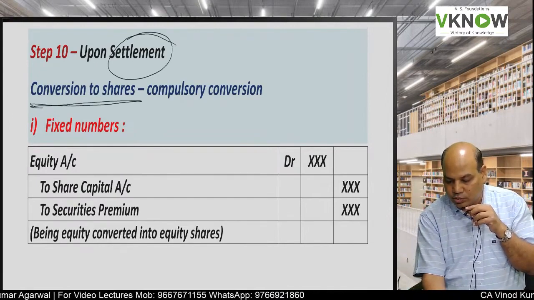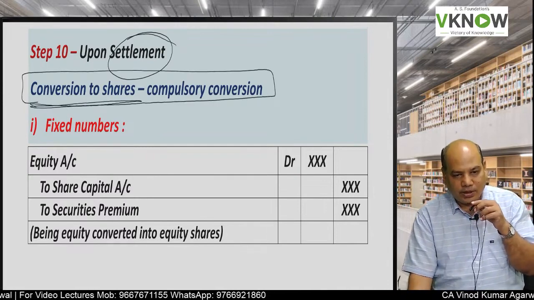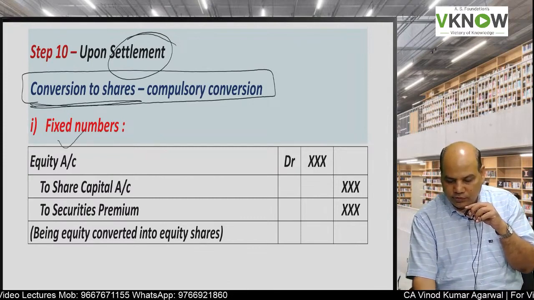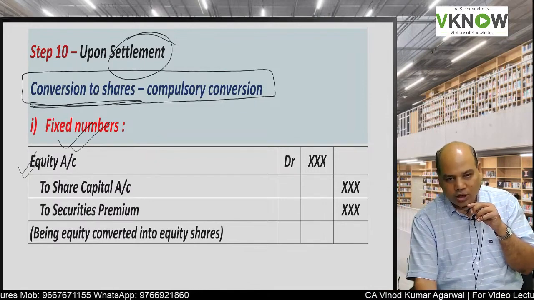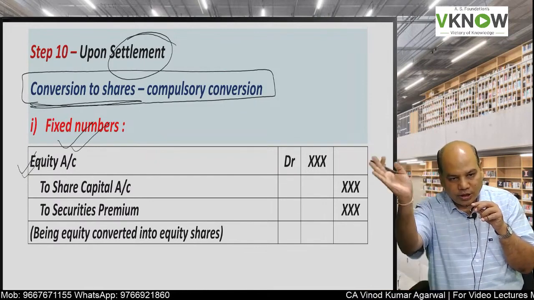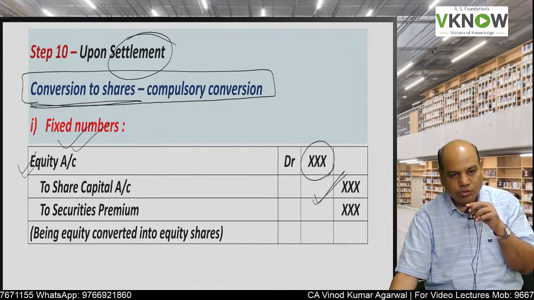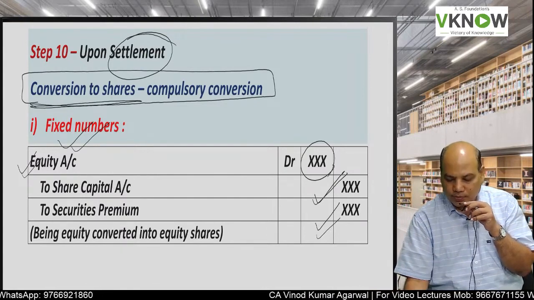Conversion into equity share. Suppose the instrument requires mandatory conversion into equity share. A fixed number of equity shares have to be issued. Equity account debit, which you had credited earlier, and from that equity account you credit share capital and credit securities premium.